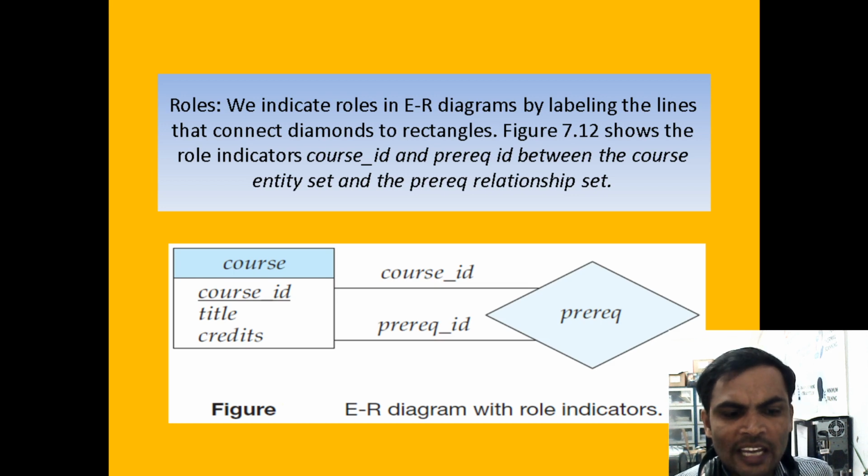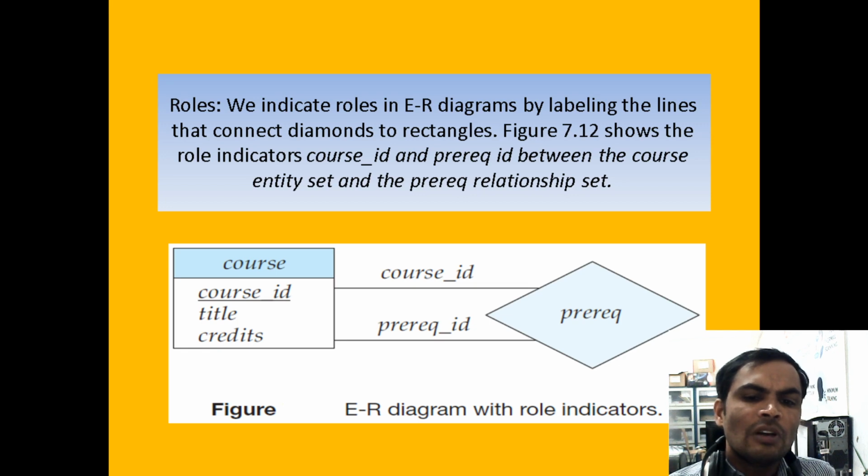Now under this diagram, course ID and prerequisite are the label names. These labels represent the role of the entity in the relationship. Prerequisite is a relationship, and course is an entity. The course entity is associated with the attributes course ID, title and credits. Course ID is underlined, which means it is a primary key.